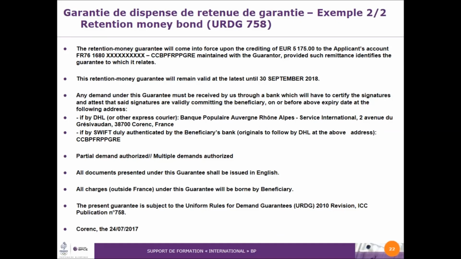But you may see that here again, just like the advance payment guarantee, the coming into force of the retention money bond depends on the reception on your account of the retention money. I'm going to read the paragraph, which is: the retention money guarantee will come into force upon crediting of euro to the applicant's account and the IBAN maintained with the guarantor, provided such remittance identifies the guarantee to which it relates. So this is very important in a retention money bond.